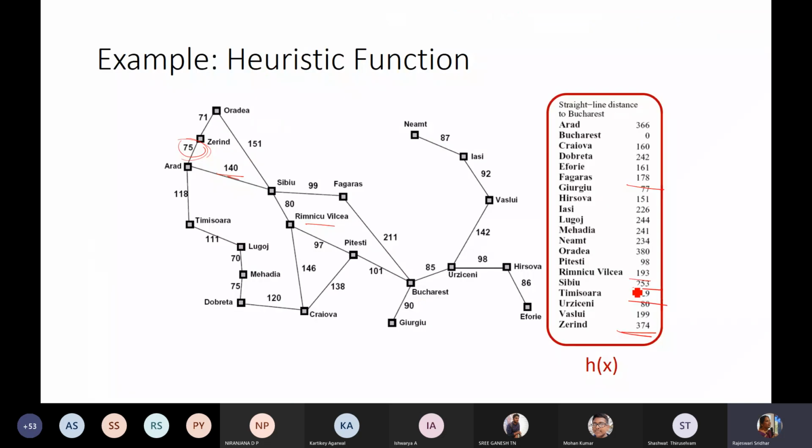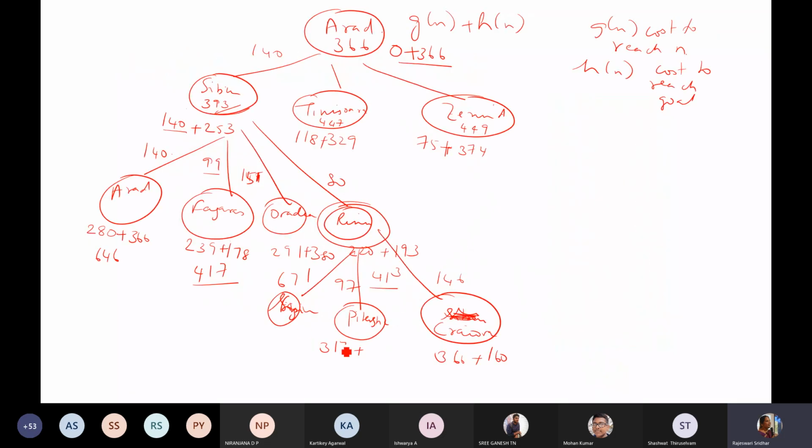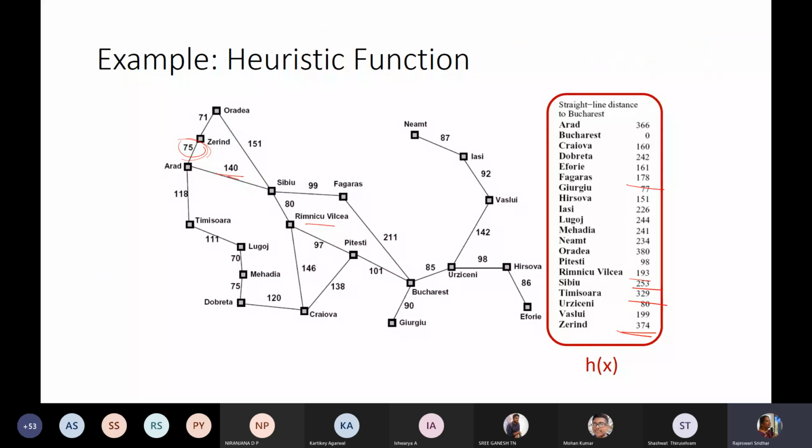Pitesti's straight line distance will be 98. So this is 98, and obviously this will go ahead. You have to go in this particular direction. So Pitesti will be expanded and you have Bucharest, which is the next neighbor. If you consider Pitesti, its neighbors are Bucharest, Craiova, and this one.